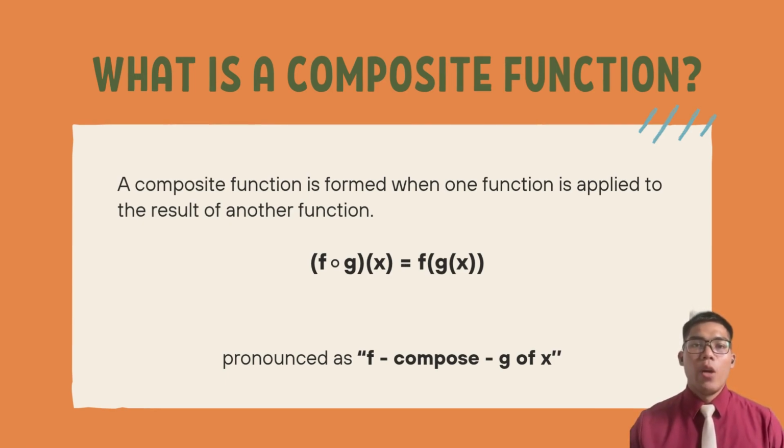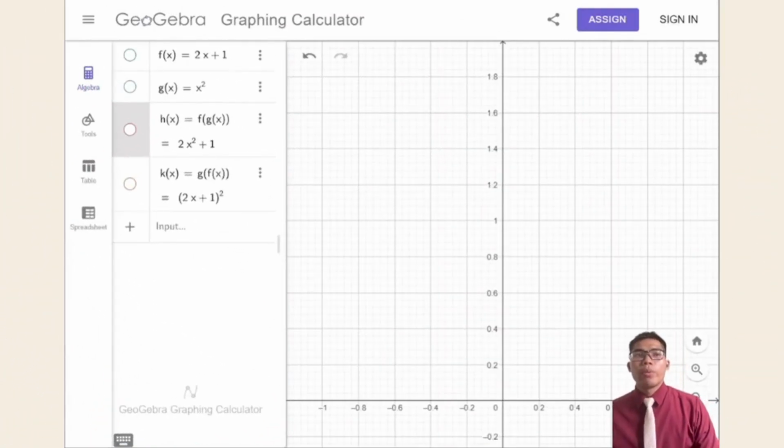In this part, I will explain about the composite function, one of the operations on function, and also I will show how to visualize them using GeoGebra, an online graphing calculator. Okay, what is a composite function? A composite function is formed when one function is applied to the result of another function. It is written like this, and it's pronounced as f compose g of x. Let's continue to the website GeoGebra Graphing Calculator to visualize it.